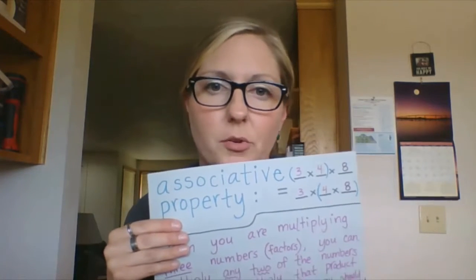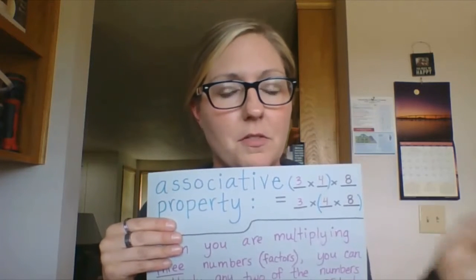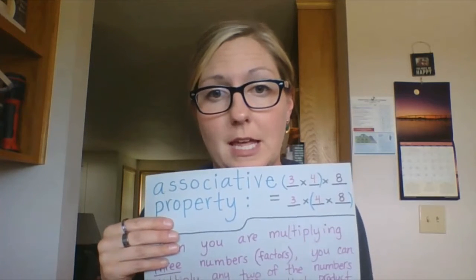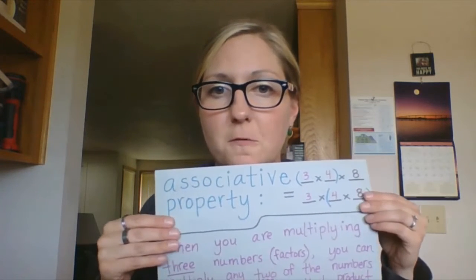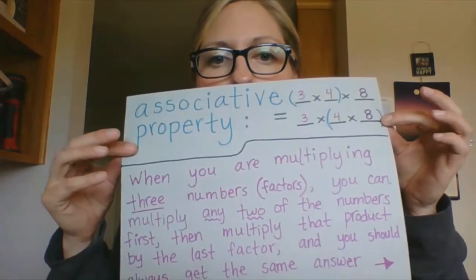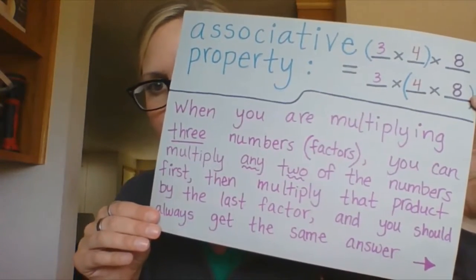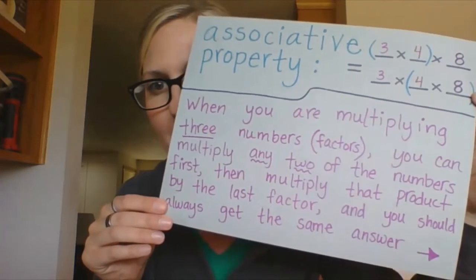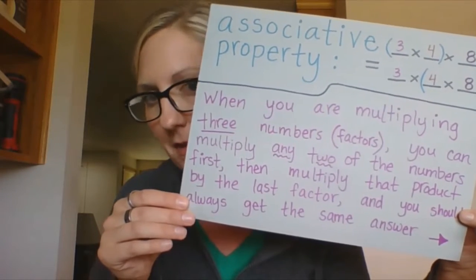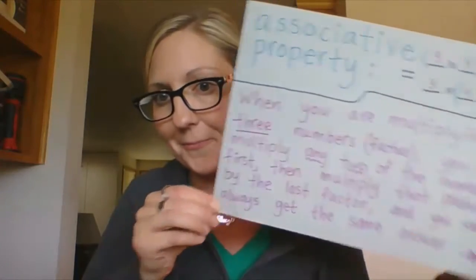So it's kind of a similar rule to the commutative property because changing the order of factors doesn't change the total or the answer you end up with. But associative property is different because we're working with 3 factors, multiplying 3 numbers. So it says, when you are multiplying 3 factors, you can multiply any 2 of the numbers first, then multiply that product by the last factor, and you should always get the same answer.